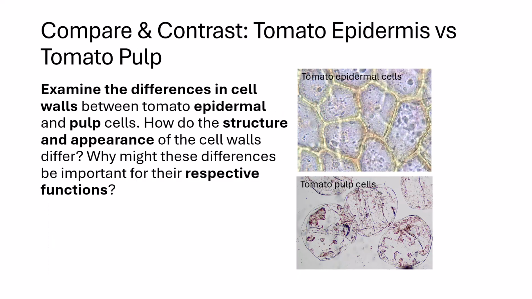Now think about the difference between the tomato epidermis and the tomato pulp cells you observed earlier. How does the cell wall appear in each tissue? Epidermal cells are part of a protective surface layer, so you may expect stronger or more clearly defined cell boundaries. Pulp cells are internal and are more involved in storage and ripening, so their structure can look different. Explain how these differences support the function of each tissue. Pause the video to answer this question.